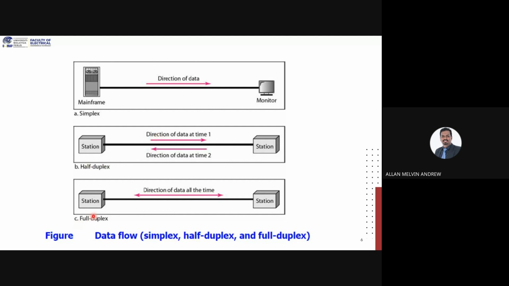Then full duplex is like the example I gave, the video call. So you can have communication in both ways. Okay, both persons talking, both persons exchanging information. So this is the information that we can have regarding the data flow. Okay, so it can be represented with simplex, half duplex, and full duplex.